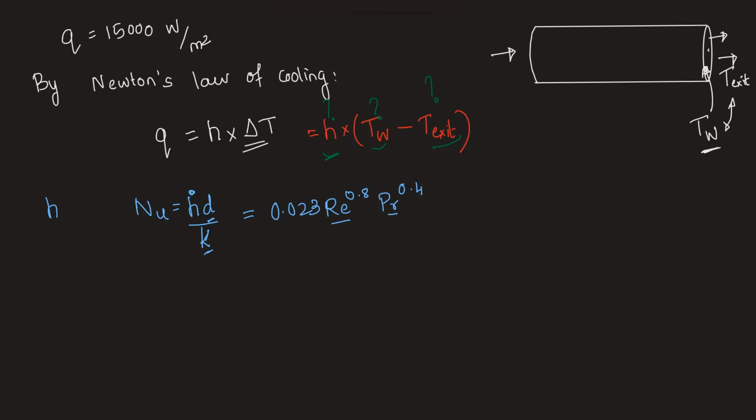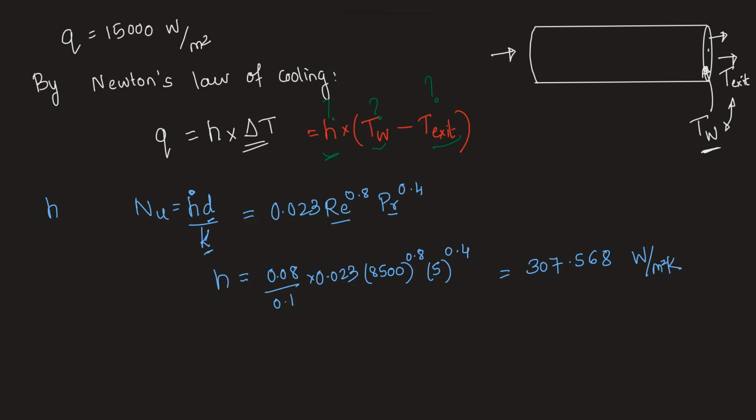So let's substitute the Reynolds number and Prandtl number, the diameter of the pipe and thermal conductivity given to us. Rearranging this, we will have H equal to K by D, which is 0.08 divided by 0.1, into 0.023 into 85,000 to the power 0.8 into 5 to the power 0.4. This gives us the value of H as 307.568 watt per meter square Kelvin. So we got the heat transfer coefficient H.